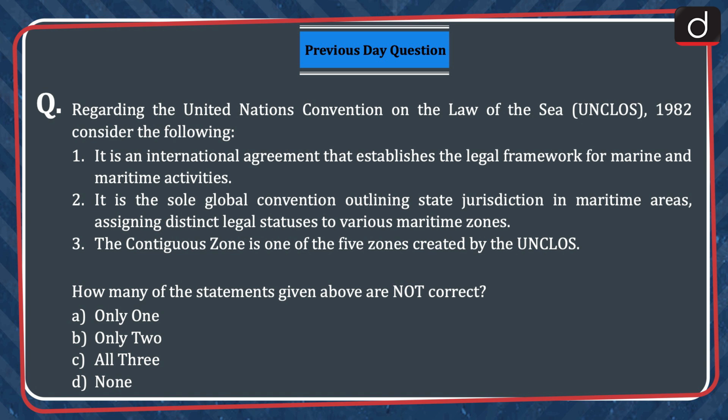Question was regarding the United Nations Convention on the Law of the Sea 1982. Consider the following. 1. It is an international agreement that establishes the legal framework for marine and maritime activities. 2. It is the sole global convention outlining state jurisdiction in maritime areas, assigning distinct legal statuses to various maritime zones. 3. The contiguous zone is one of the 5 zones created by the UNCLOS. How many of the statements given above are not correct? Only 1, only 2, all 3 or none? The correct answer is option D, none. That is, all the statements are correct.